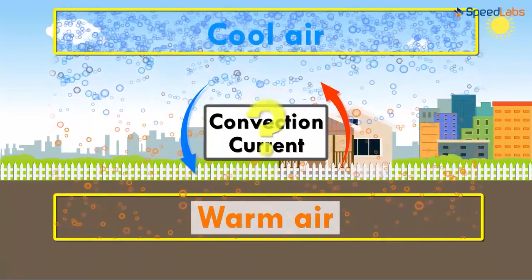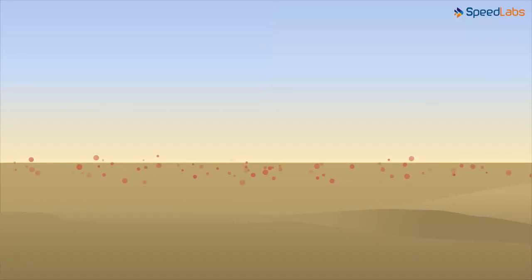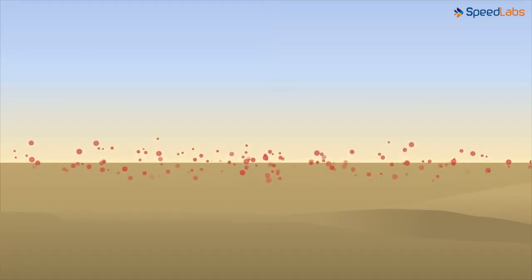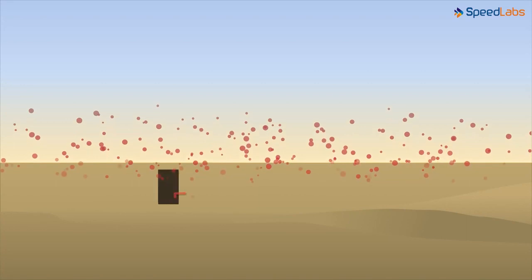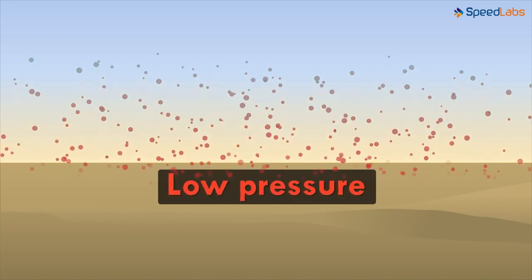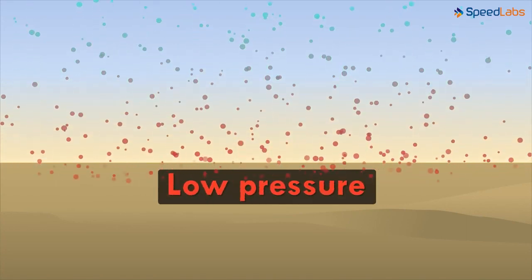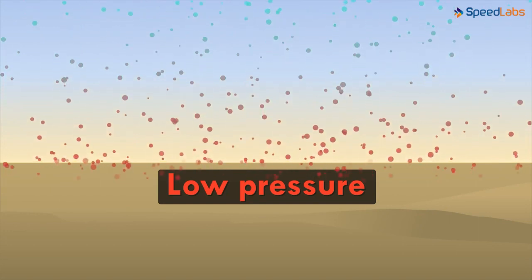Why? Let's do a quick recap. The warm air is lighter, that is less dense, and hence it rises up resulting in low pressure below it. This area of low pressure is filled in by cool air from around that area.